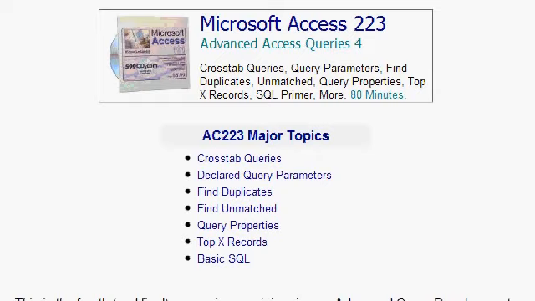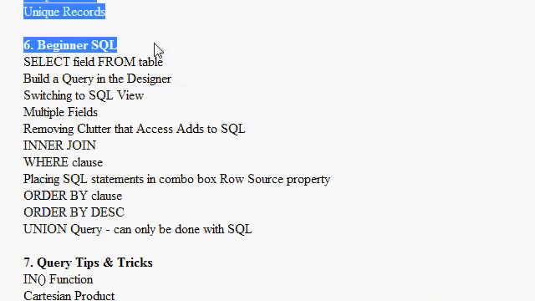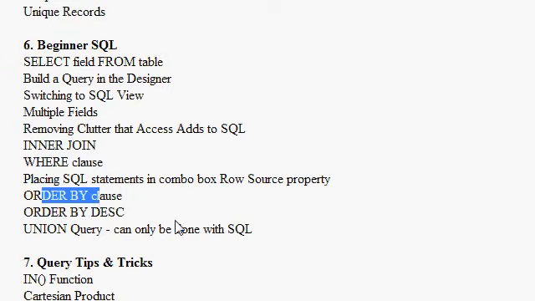And yep, you guessed it, I do cover some basic SQL in Access 223. We talk about all kinds of query stuff, query parameters, find duplicates, unmatched, and we also go over some SQL. Some beginner SQL. We'll talk about the select, the inner join, the where, the order by, and of course in my more advanced 300 level classes I go into a lot more SQL.